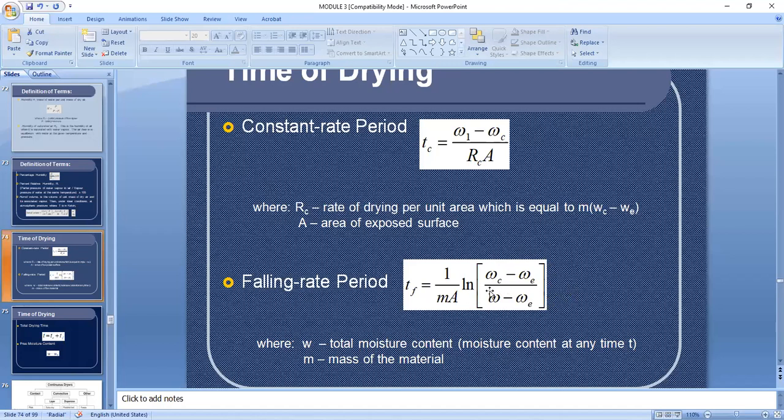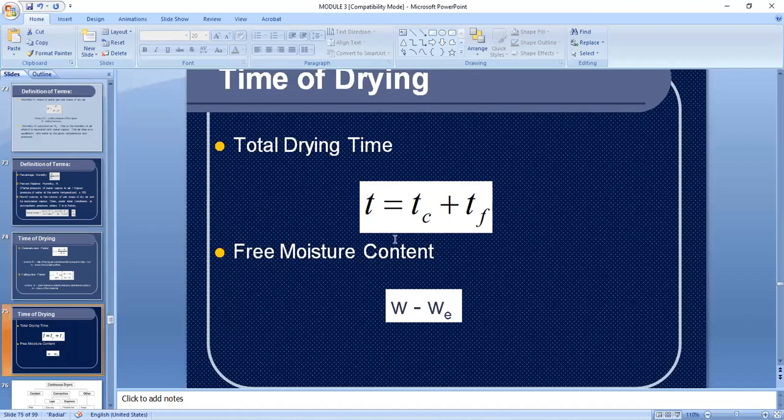The same thing with the critical moisture content. It should be given by the problem. Oftentimes, the initial moisture content or the initial total moisture content is also given. Now, if this is the time for the constant rate period, then this is the time for the falling rate period. Your total drying time will constitute the sum of the two.